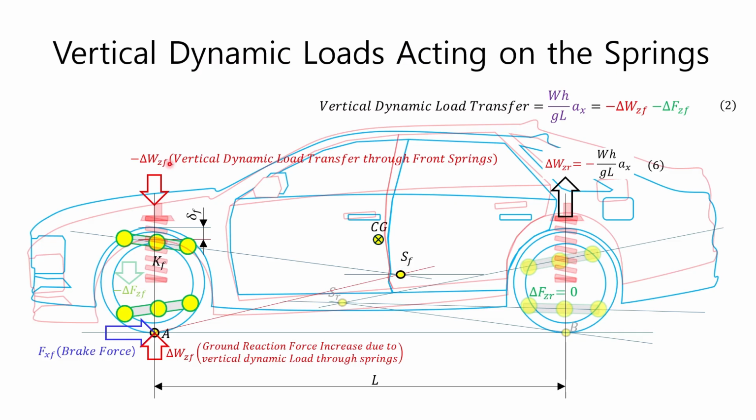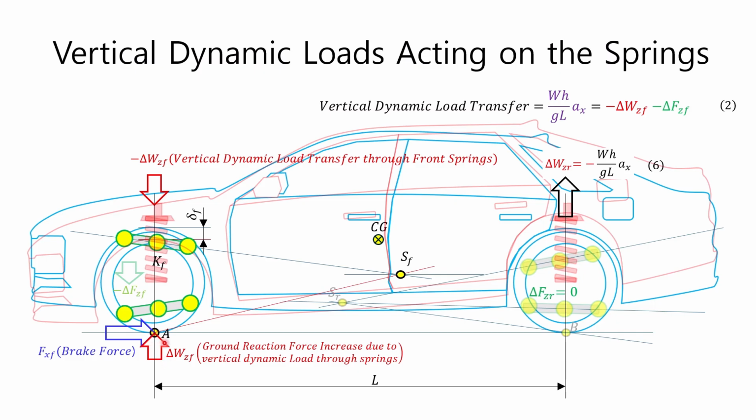In most vehicles currently on the market, the vertical dynamic load transferred through the spring, minus delta WZF, acts downwards on the front of the vehicle and compresses the springs. As a result, the front ride height decreases by delta F. Here, the displacement delta F has a positive value during a bump and a negative value during a rebound. Therefore, the front wheel ground reaction force, delta WZF, has a positive value and acts in the vertically upward direction.